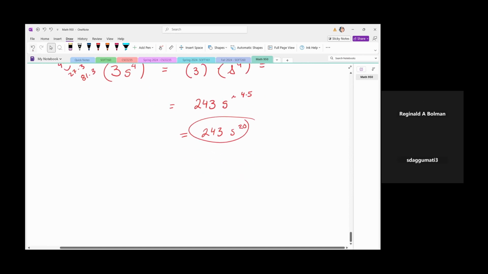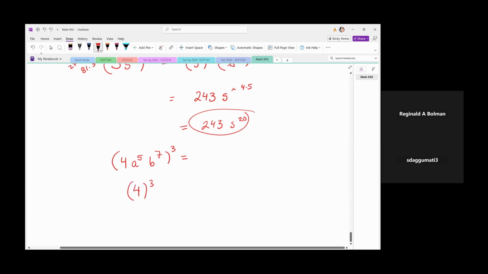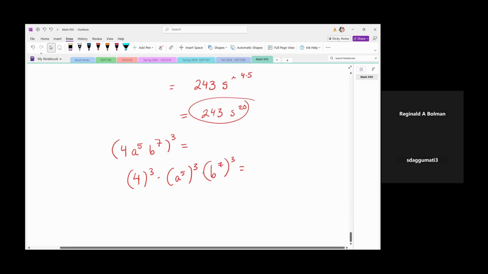Okay, if you have (4a^5 b^7) raised to the third power, this is going to be the same thing as 4 to the third times a to the fifth to the third times b to the 7th to the 3rd. 4 to the 3rd, 4 times 4 is 16. 16 times 4 should be 64.